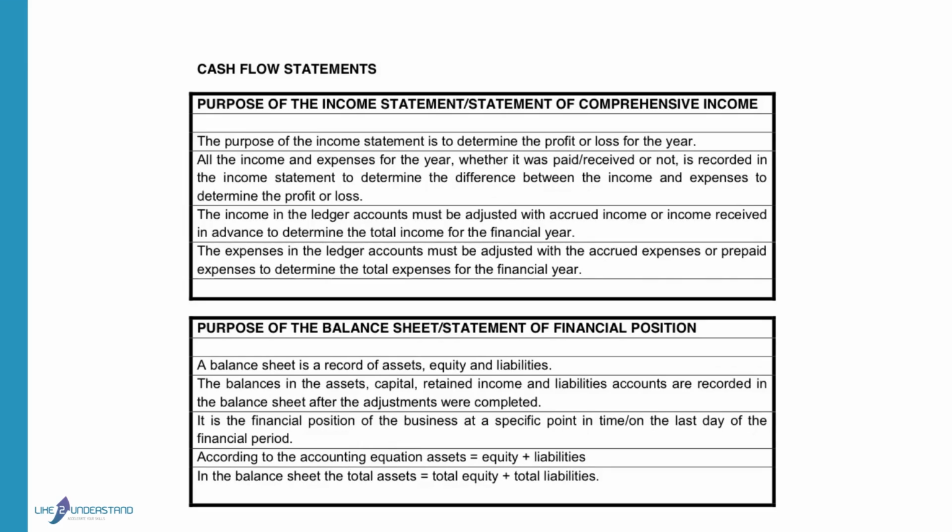This is the financial position of the business at a specific point of time or at the end of the financial period. According to the accounting equation, assets equals equity plus liabilities. In the balance sheet, the totals will be written at the top, and the total assets will be equal to the total equity and the total liabilities that is written at the bottom of the balance sheet. If the assets don't equal the equity plus liabilities, it means that there's a mistake and you will have to go and look for the mistake.